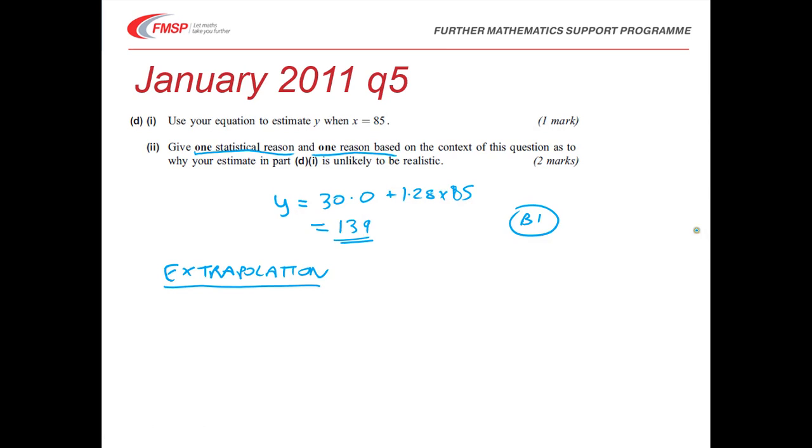So we also now need one reason based on the context of the question. When x is 85, this implies that we're leaving home. If we think about it, 7:30 plus 85 minutes is going to leave me with 8:55, or 5 minutes to 9. So it's unlikely to be realistic because it implies that he's going to leave home at 8:55 and he's supposed to be there by 9 o'clock, so that's not really going to happen. So a context-based reason would be that.